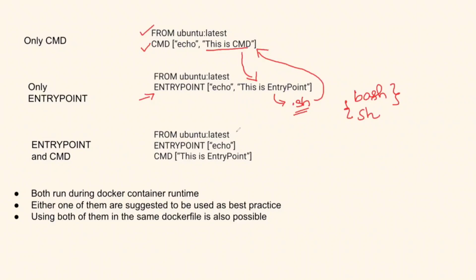In this example, you can see we have an Ubuntu image, and as an entry point, we are mentioning echo, but the CMD is used to pass the output of the echo. That is, the output of this will be echo, double quotes. This is entry point, right? And this is how entry point functions. Well, I hope this is pretty clear.